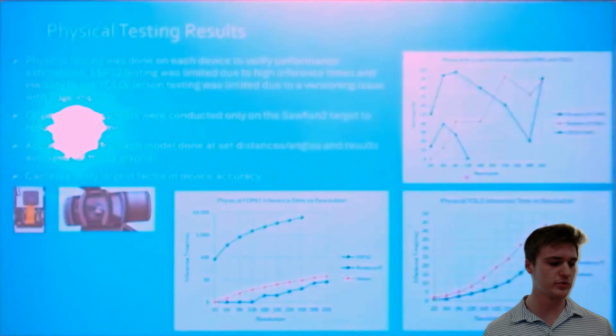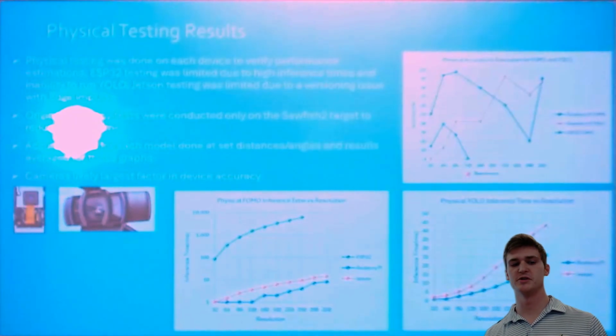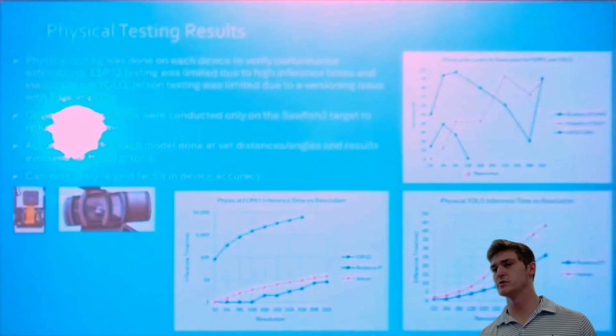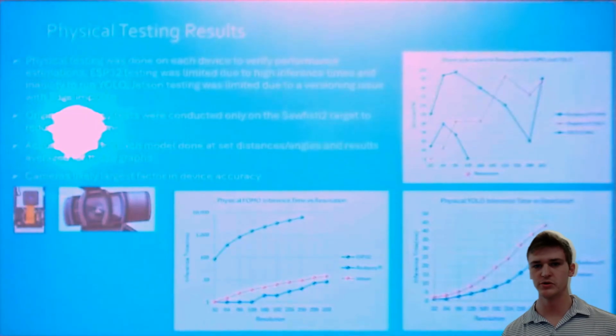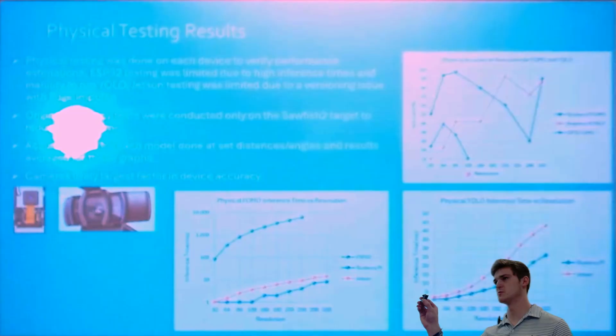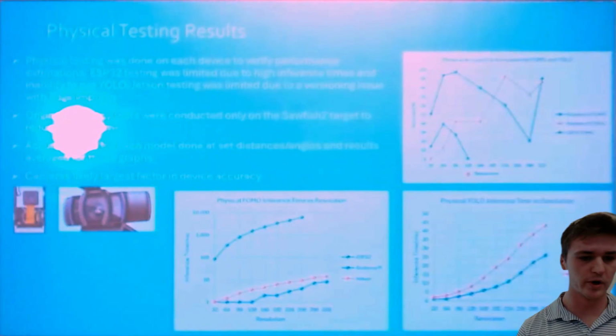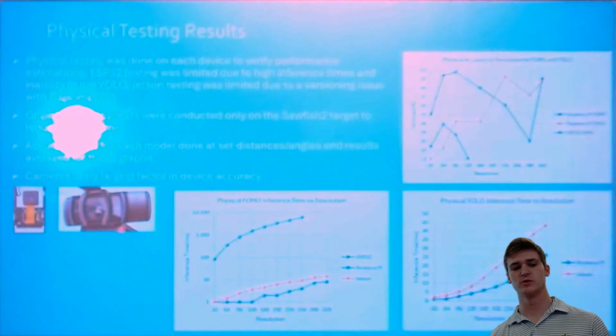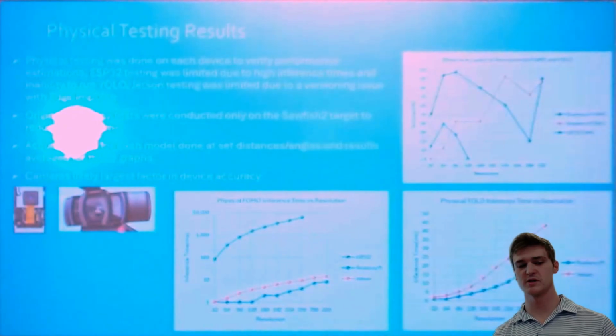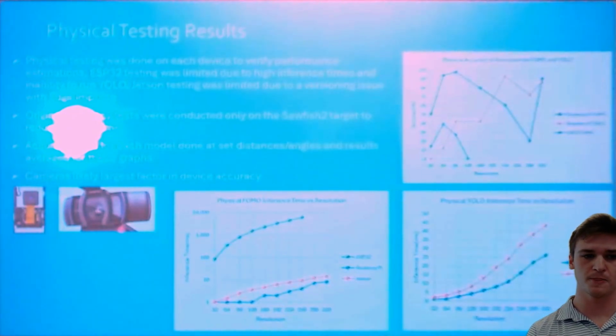And likely the biggest contributor to this device accuracy is the cameras that they're using. So the ESP32 is actually a really small camera, you can see on this board, very low quality, very low resolution, whereas the Raspberry Pi was used with a higher resolution webcam, so that's probably a big contributor there.